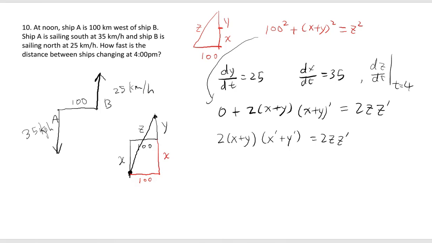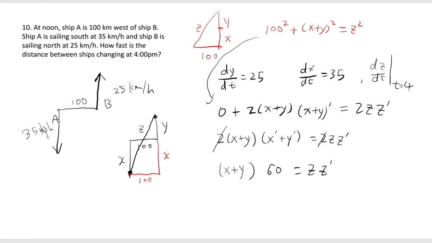Now x prime is given as 35, y prime is given as 25, so you need to do 35 plus 25, which is just 60. 2 and 2 can cancel. And I still need to know what x and y and z are in order to find out z prime. Z prime is what we want.